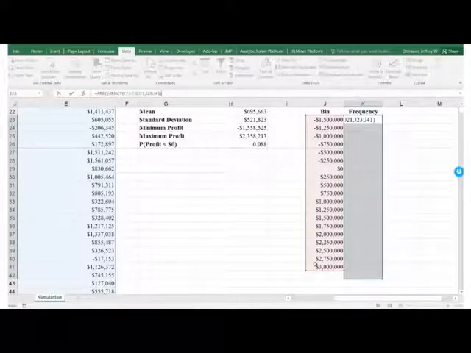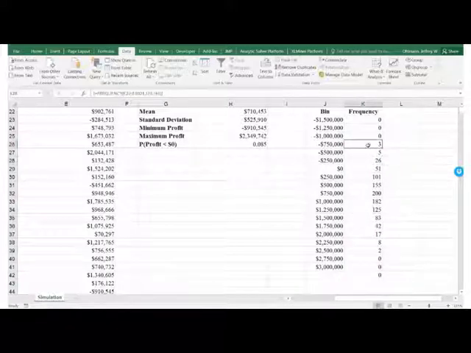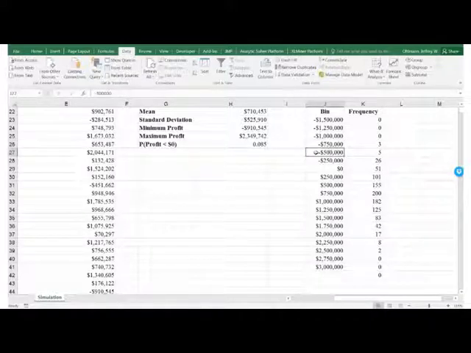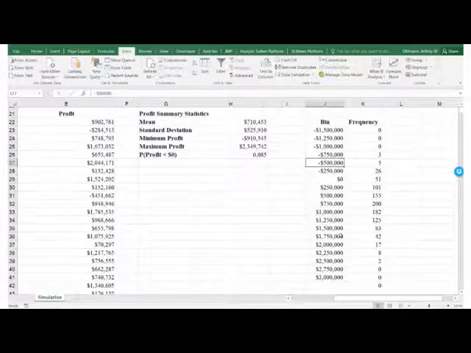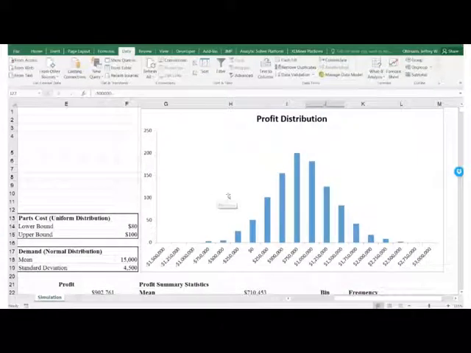To execute the frequency command, however, we cannot just hit enter. We have to hold Control Shift and then hit enter. And this will automatically populate the count in each of the bins. So we see here that there are 3 profit values that were between -1 million and -750,000, 5 that were between -750,000 and -500,000, and so on. We could also link this data to a graph and build a chart and see the profit distribution as shown above.